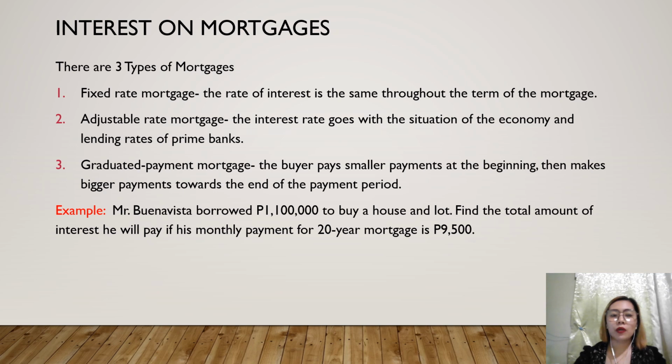Okay, now we're done with the compound interest. Now, let's proceed to interest on mortgages. So, there are three types of mortgages. First is the fixed rate mortgage. The rate of interest is the same throughout the term of the mortgage.